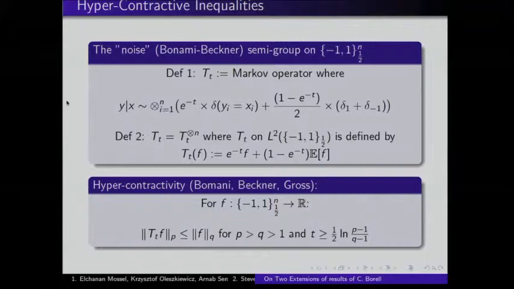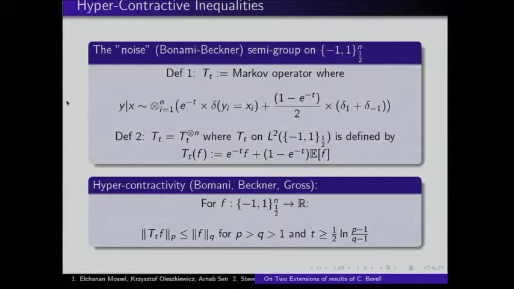And T_t is the noise Markov operator, where the noise, what in the previous talk Ronen called rho or rho squared, now is going to be e to the minus t. So given x, I'm going to pick a y. How am I going to pick a y? For each coordinate independently, with probability e to the minus t it is going to stay the same, and with the remaining probability, I'm going to re-randomize it. So that's the noise that we're going to look at.